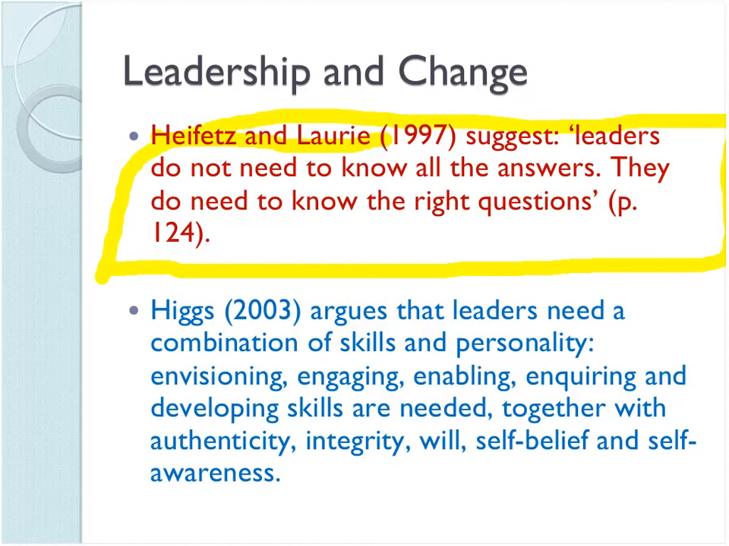That the leaders do not need to know all the answers. That means they shouldn't be encyclopedia people who know everything, who have all the knowledge in all the fields, or experiences and skills. But the leaders are the people who need to know the right question. Right question means they need to motivate people in the right way. They must know how to influence people to solve problems.